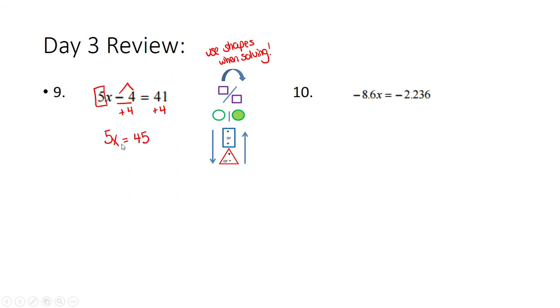So the 5x comes down, and the 5 was in a rectangle, and this would be our last step: divide by the rectangle, because that's how we get rid of rectangles, multiplication or division. Right now that 5 is being multiplied by x, so its opposite would be to divide by 5. So 45 divided by 5 would be 9. That is my final answer.